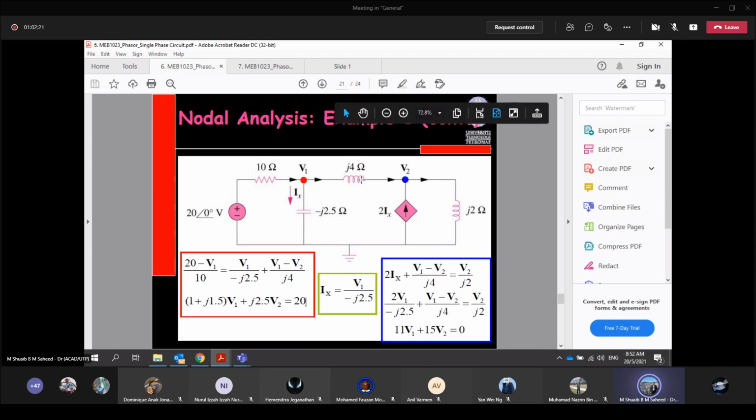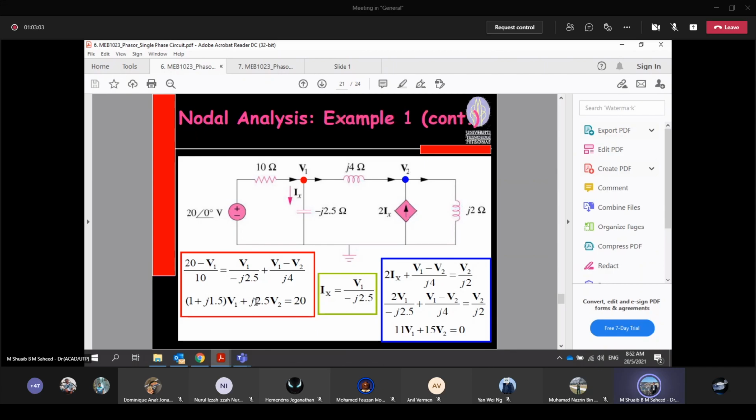And then for your second node, it will be I2 plus 2Ix equivalent to I3. So what is your I2? V1 minus V2 over j4 plus this 2Ix equivalent to V2 minus V0, which is 0, over j2. Now you can do the manipulation. You will get 11 V1 plus 15 V2 equals 0. And take note that your current Ix is V1 over negative j2.5.